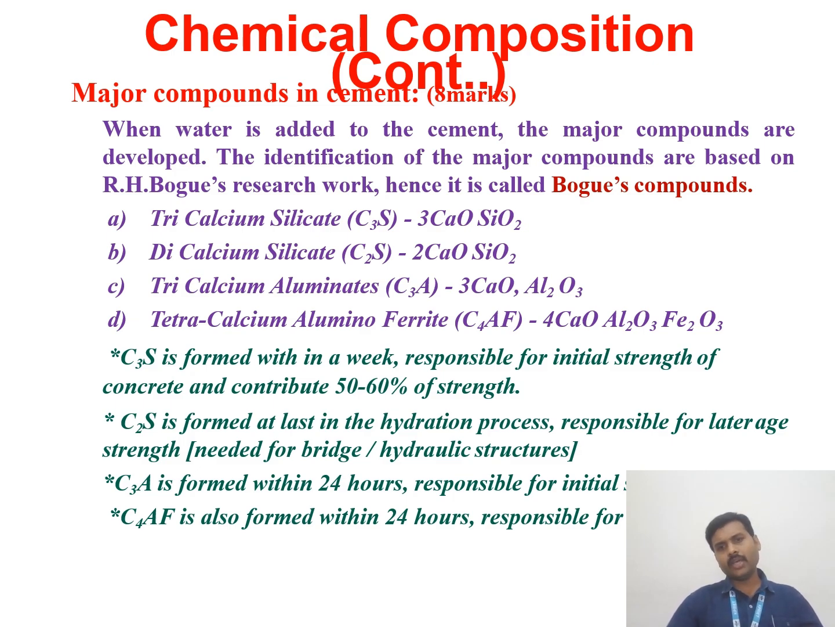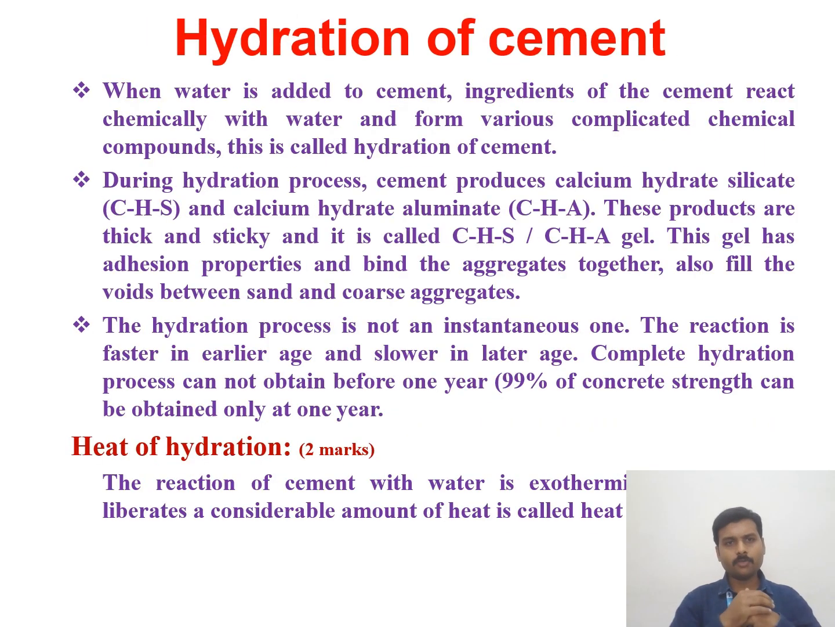C2S is formed last in the hydration process, and it is mainly responsible for later age strength development. It is more needed for bridge or hydraulic types of structures, so that it gives strength at the later ages. C3A is formed within 24 hours, and it is mainly responsible for initial setting time, and C4AF is also formed within 24 hours. What is meant by hydration of the cement?